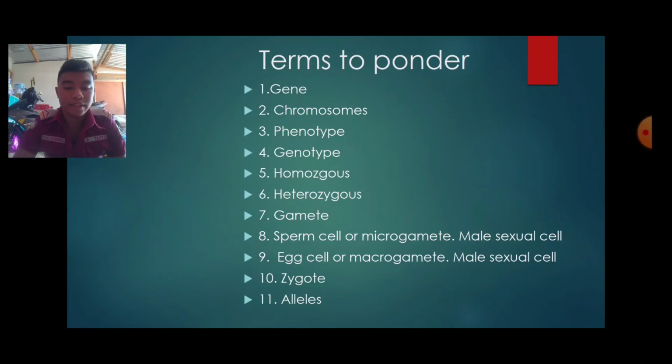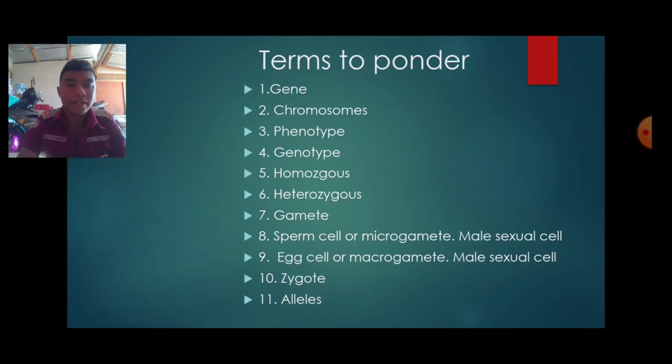The number 4 is genotype. In a broad sense, the term genotype refers to the genetic makeup of an organism. In other words, it describes an organism's complete set of genes. In a more narrow sense, the term can be used to refer to the alleles, or variant forms of a gene, that are carried by an organism.